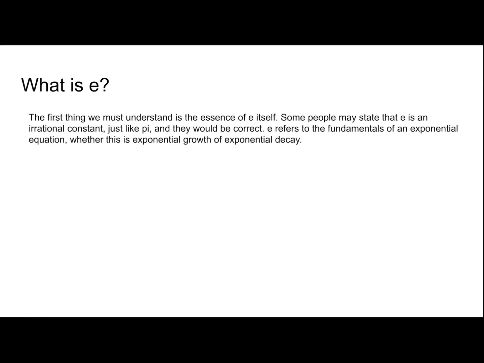So the first thing we must understand is that E is an irrational constant. E is about 2.71, and it just goes on forever like pi. So it's an irrational constant like pi. And actually, E is referencing the very fundamentals of exponential growth or exponential decay.